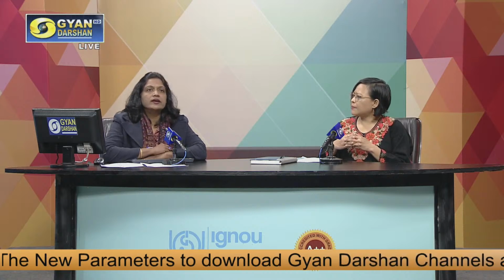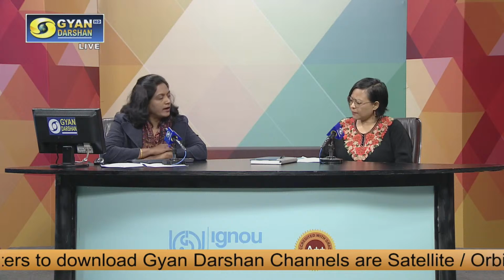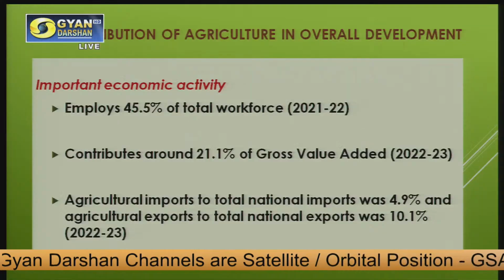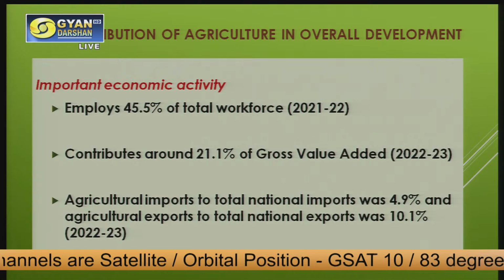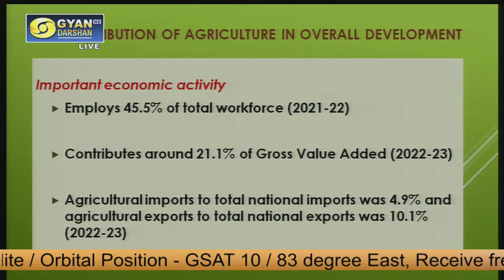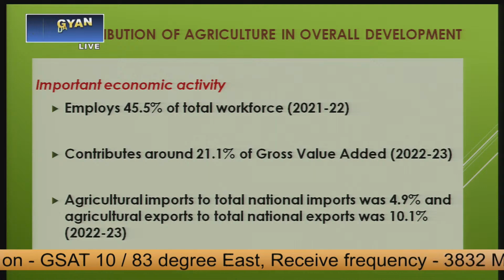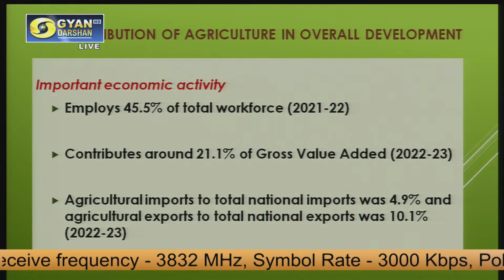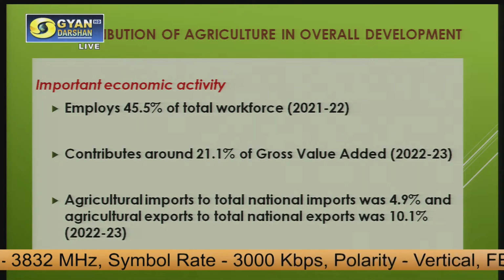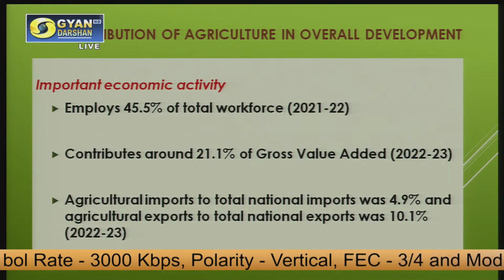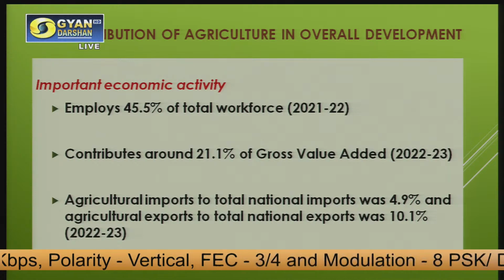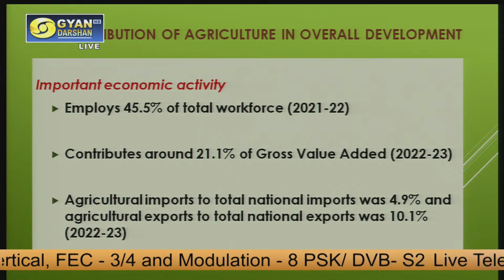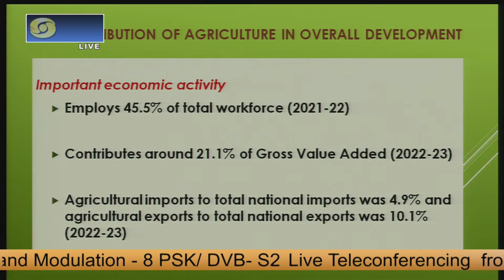So agriculture is one of the major economic activities, needless to say. It employs around 45.5% of the workforce. Around 45% of the workforce is employed in agriculture. It also contributes to 21% of the gross value added. Agricultural imports to national imports was around 4.9%, and agricultural exports to the national exports was around 10% in 2022-23. So agriculture is an important economic activity.